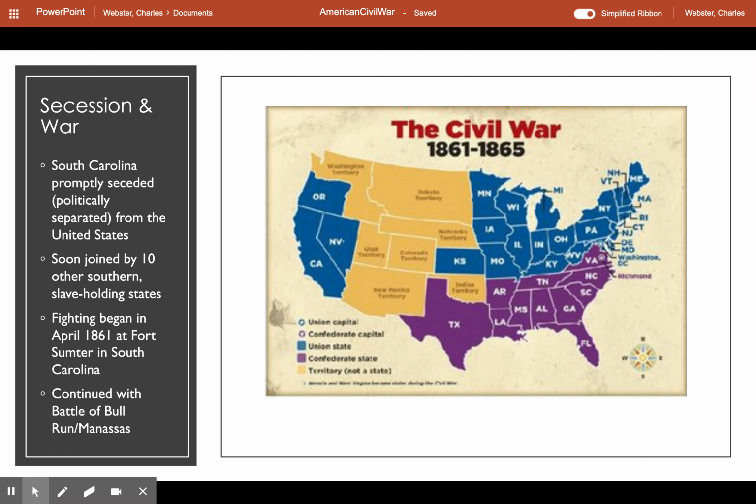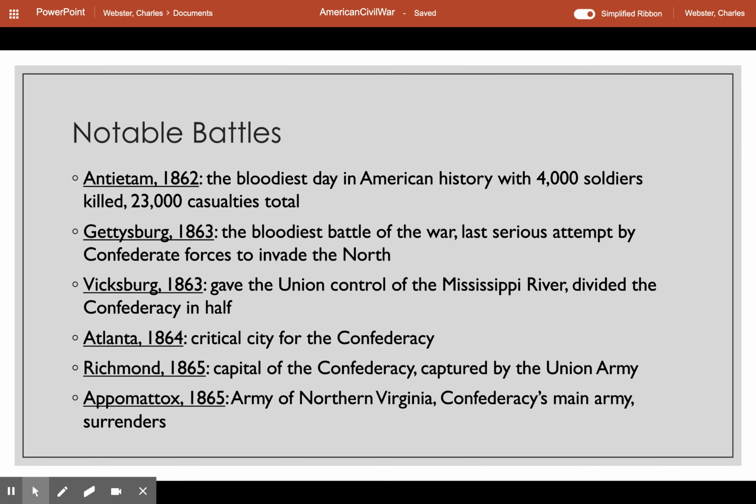And so the Civil War fighting soon began in April of 1861 at Fort Sumter in South Carolina. And after that, the war truly began. The first battle on the ground was in Virginia at the Battle of Bull Run, or Manassas, which is a short drive just outside of Washington, D.C. And speaking of notable battles, there were some other important ones.